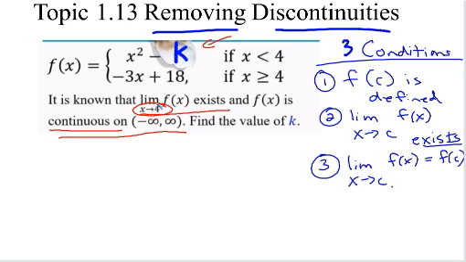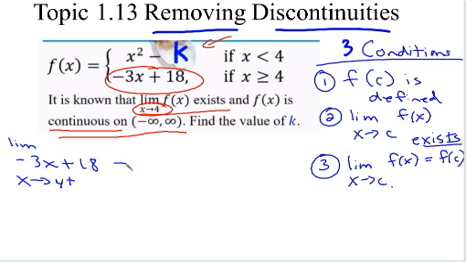So what we should do is take this piece that we know something about. Let's take the negative 3x plus 18. All right? And let's look at the limit of it as x approaches 4 from the right, which means let's just plug in 4. Negative 3 times 4 plus 18, and we get 6. All right? So if I plug 4 into the one that I know enough about, I get 6.